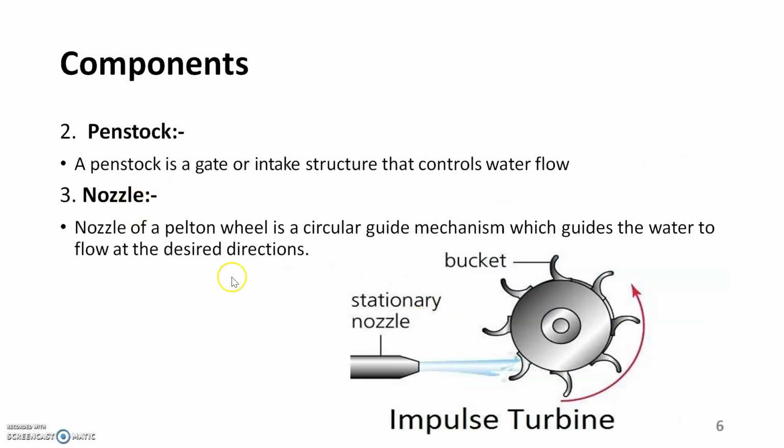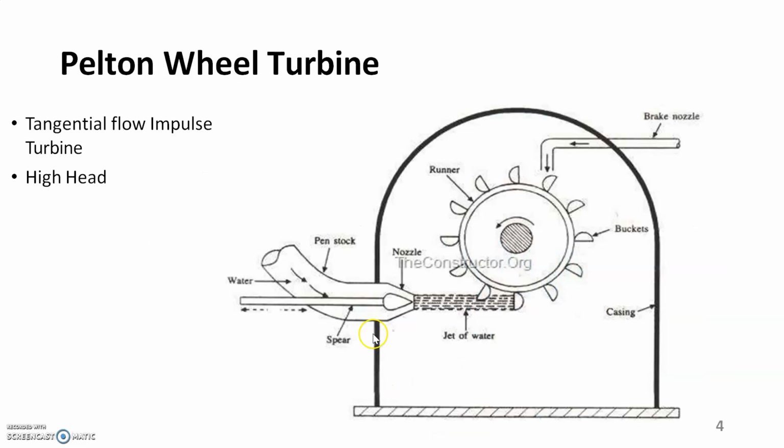You have a nozzle of a Pelton wheel. You can find this. This is a stationary nozzle. This nozzle is a circular guide mechanism which guides the water to flow in the desired direction. Again, you can see this nozzle is directing the water towards the buckets. If this nozzle had not been there, the water would not have gone and directly impacted the bucket. Okay.